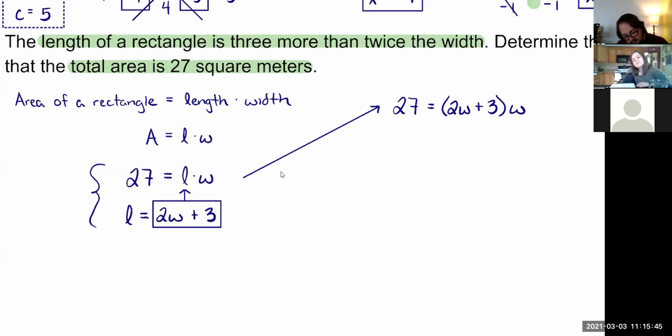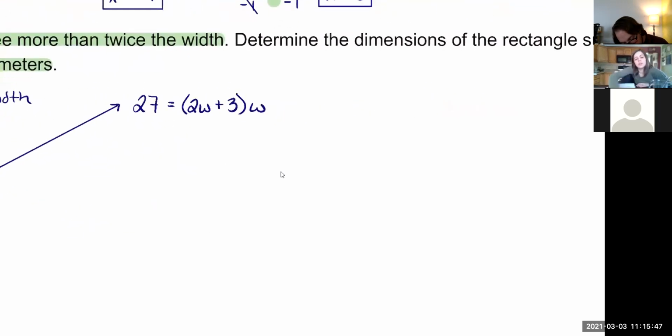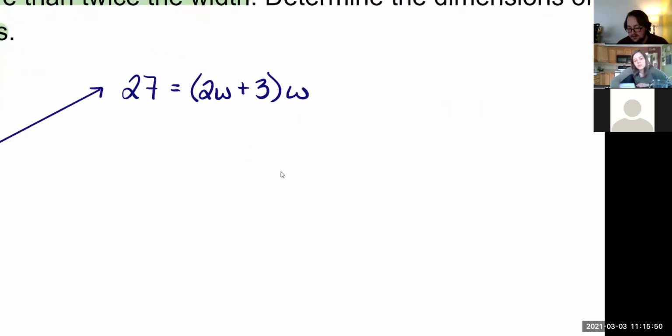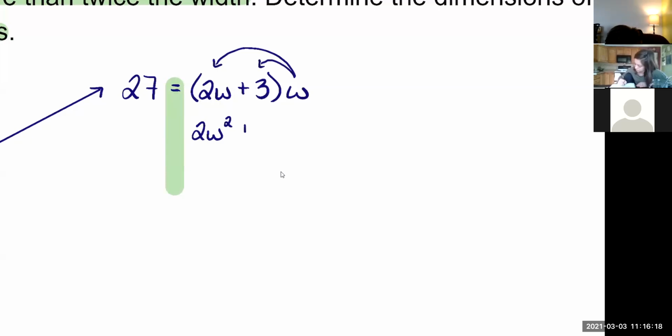But what's catching your eyes first? The parentheses. What do we usually do when we see parentheses? Distribute. Typically we distribute. What are we distributing here? Nothing. What's outside the parentheses? A 1. Not just a 1, a 1W. If I was to distribute this 1W times 2W, I would get 2W squared. And then W times 3 would give me 3W.